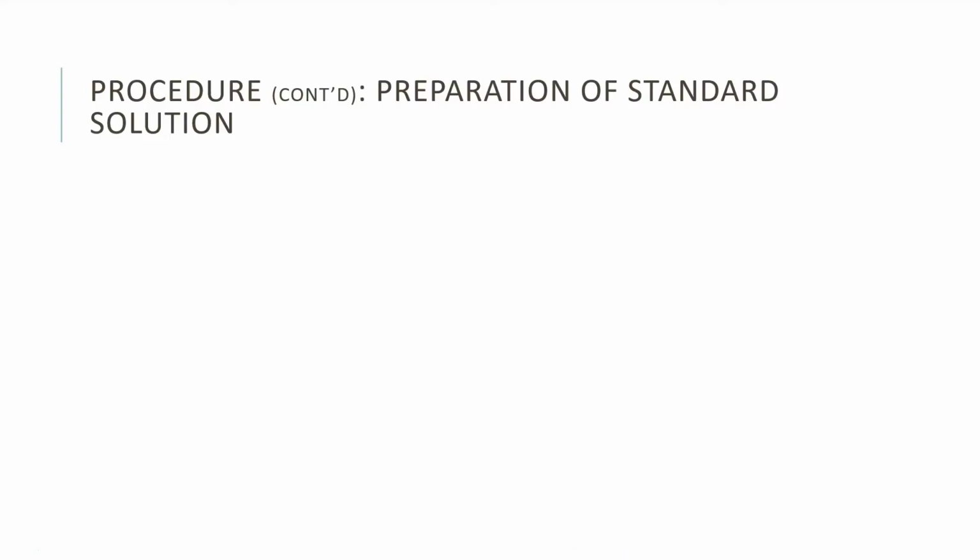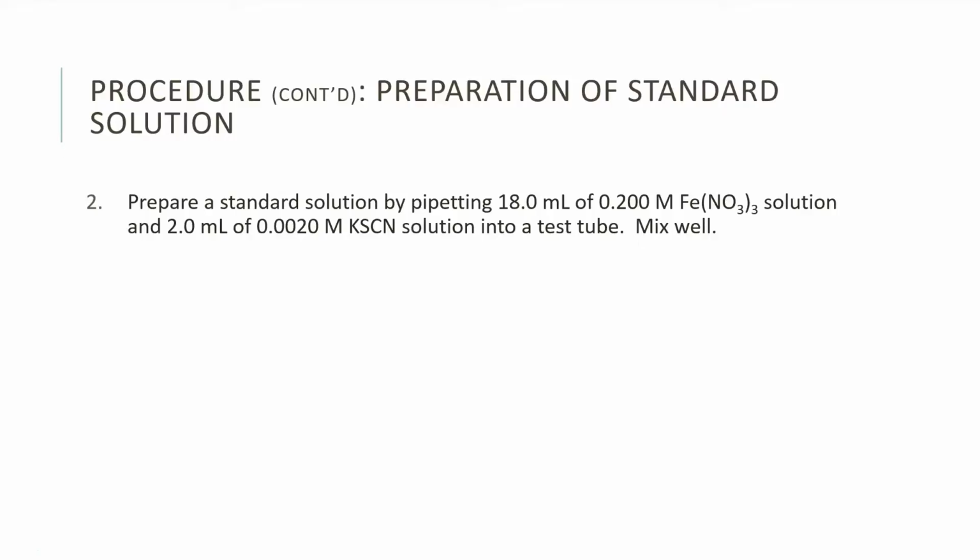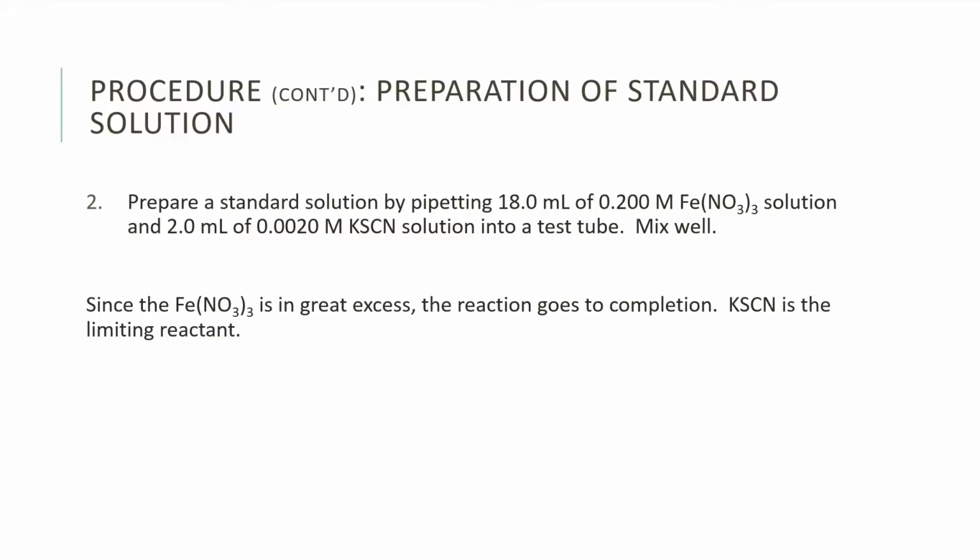Procedure continued. Preparation of standard solution. Then prepare a standard solution by pipetting 18 milliliters of 0.2 molar iron(III) nitrate solution and 2 milliliters of 0.002 molar KSCN solution into a test tube. Mix well. Since the iron(III) nitrate is in great excess, the reaction goes to completion. KSCN is the limiting reactant.